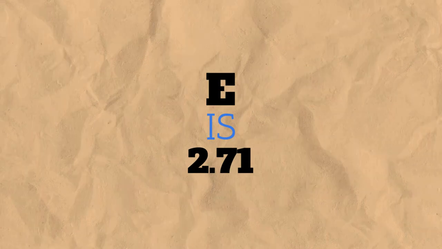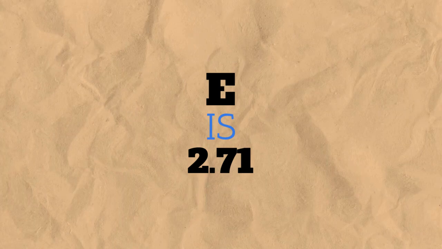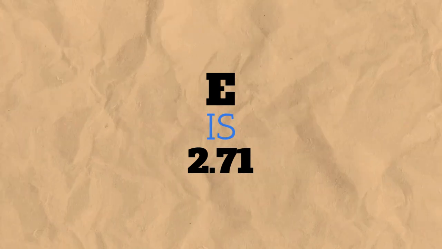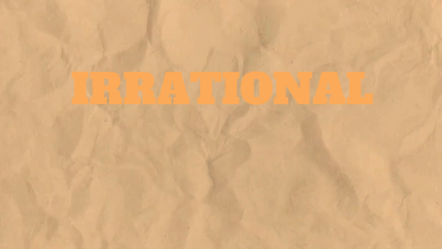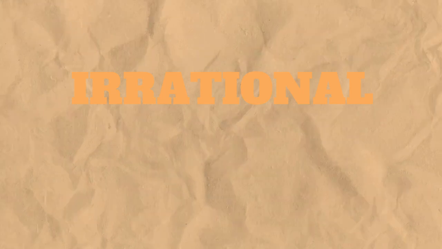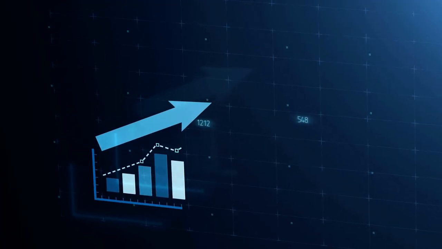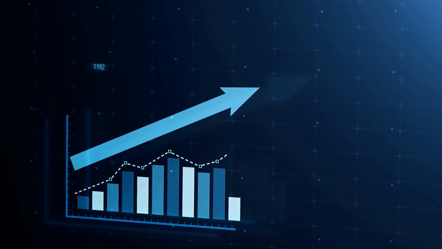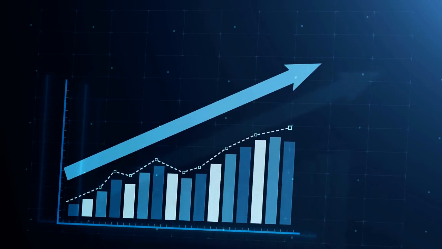Let's start with the basics. Euler's number, denoted as e, is approximately equal to 2.71828 and so on and so forth. And it's an irrational number, which means it can't be expressed as a simple fraction, and its decimal expansion goes on forever without repeating. But what makes e truly remarkable is its unique mathematical properties.